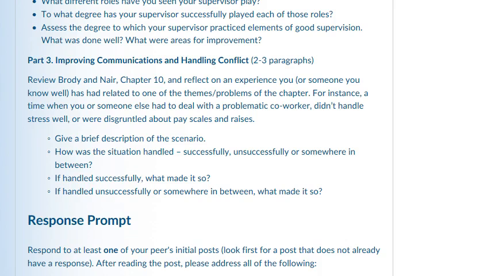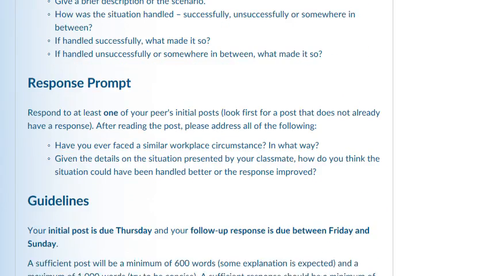Give a brief description of this scenario. How was the situation handled? How well? How not so well? If handled successfully, what made it so? And if not successful, also what made it so?